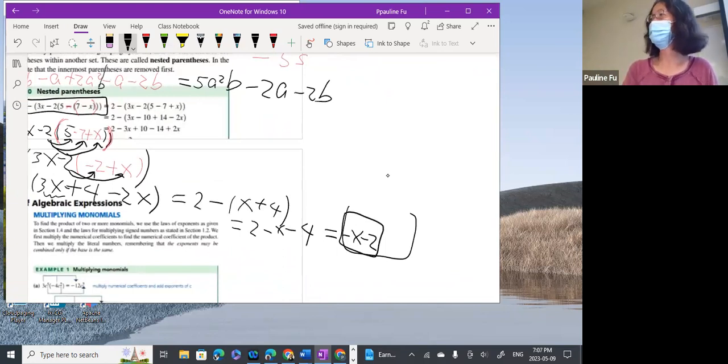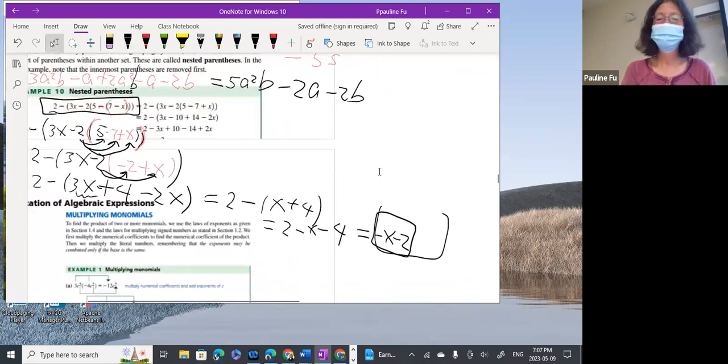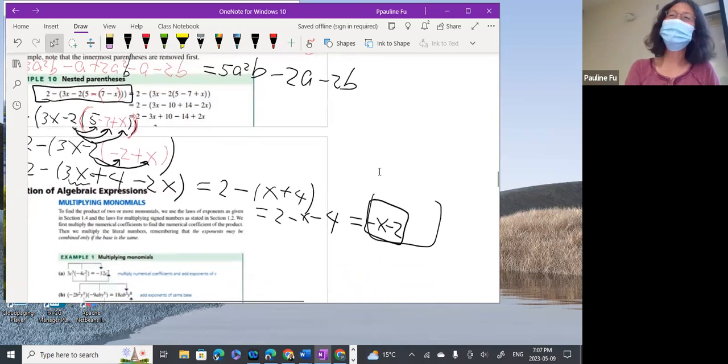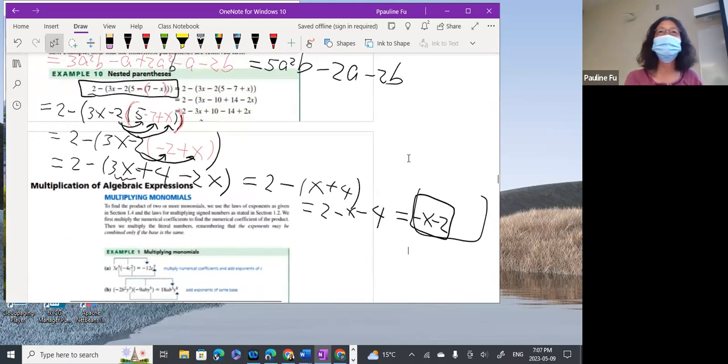Well, when I did it, I got -2 minus x, which is wrong. It should be minus x minus 2. Oh, you are correct. Thank you. -2 minus x is the same as -x minus 2. Wow, thank you. You are thinking and you put your hands on the paper. That's great. Any other questions?